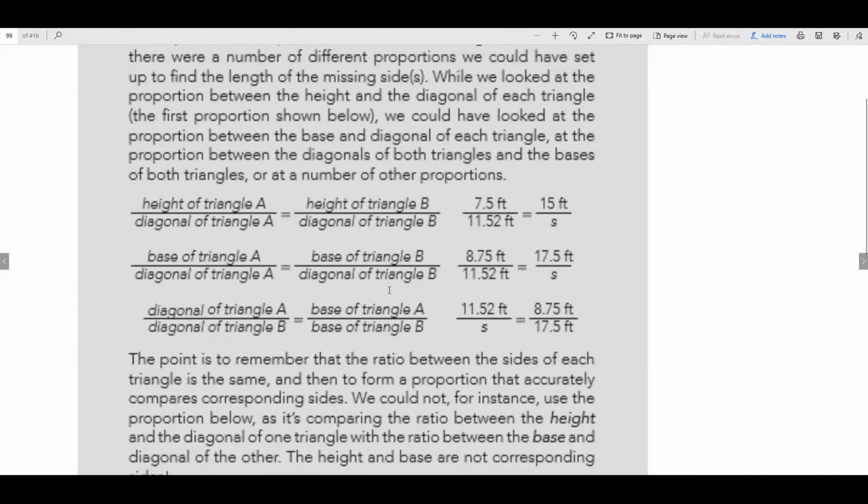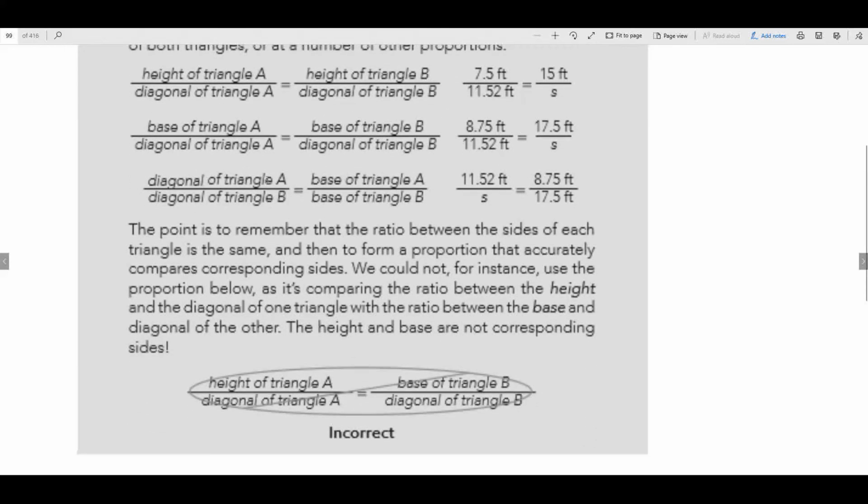So basically, here's what we're showing. Height of triangle A, height of triangle B. These are corresponding sides. The diagonal of triangle A and the diagonal of triangle B. See, that one was the one we didn't know. Or we could have gone base of triangle A, base of triangle B, right here. Diagonal of triangle A, which was this, and then the diagonal of triangle B. See how they correspond, and we could have found any of those. Here's another one. The diagonal of triangle A, base of triangle A. Diagonal of triangle B, base of triangle B. So you see how they're the same here, but they correspond to the other one.